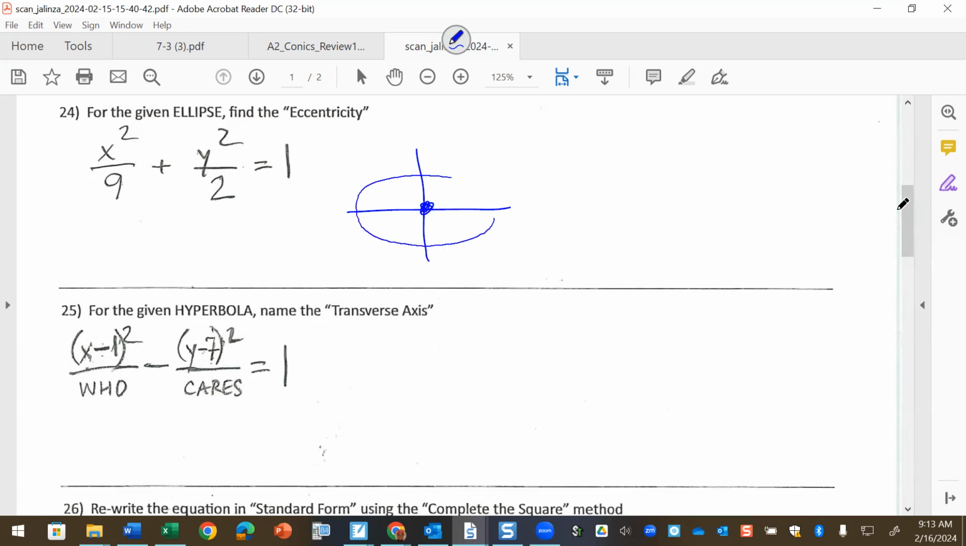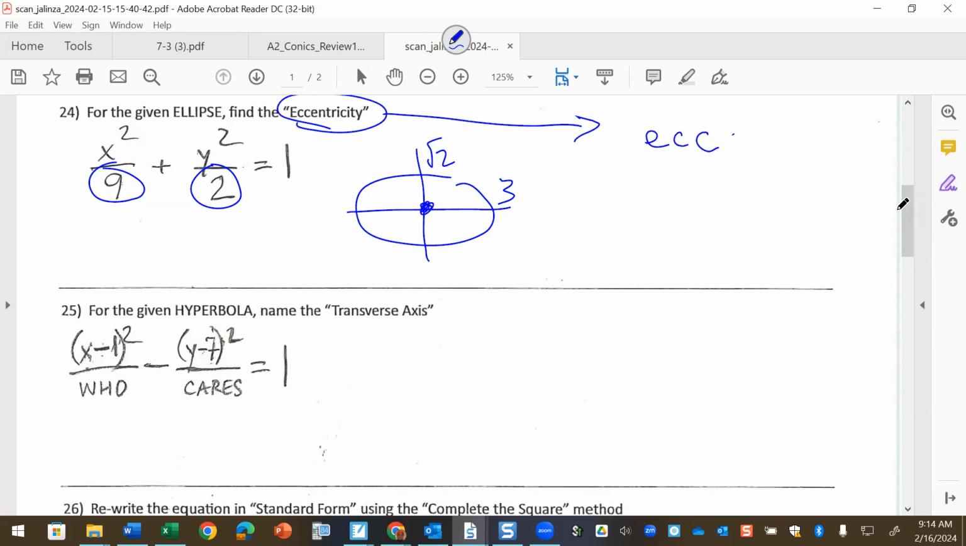And let's see, one of these, okay, show off a little bit. How far did it go sideways? 3. And how far up and down? Oh, not a perfect square. Take the square root of that. Square root of 2 up and down. And you'll have it on your formula sheet. What is the eccentricity formula? Baby C over baby A.